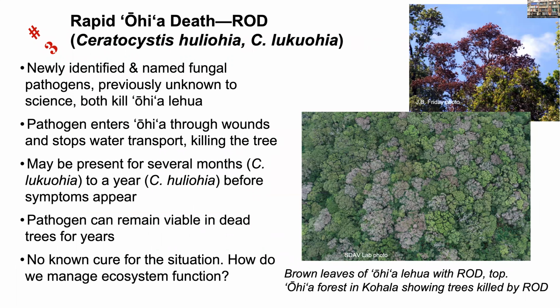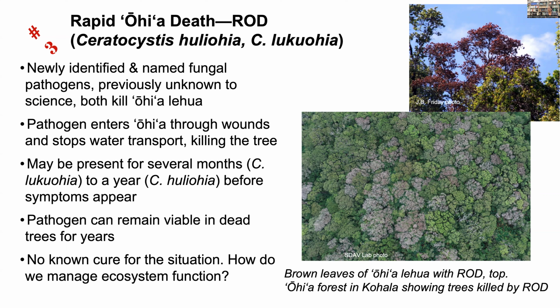Rapid ohia death, we don't have a whole lot of great solutions for this. It's a fungal pathogen, we don't know its origin, probably arrived here a couple of times because we have 2 different species of this pathogen. We have the very aggressive Ceratocystis lukuohia, and the one that we think has been here longer, Ceratocystis huliohia. There's no known cure for the situation. There's no way we're going to get rid of this.